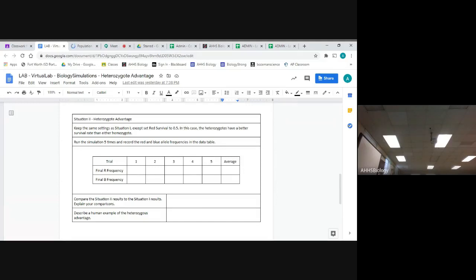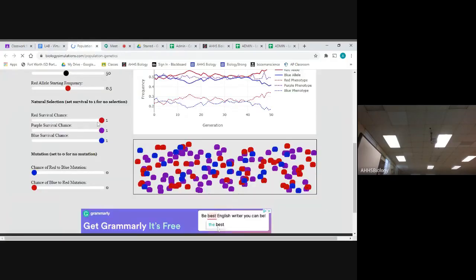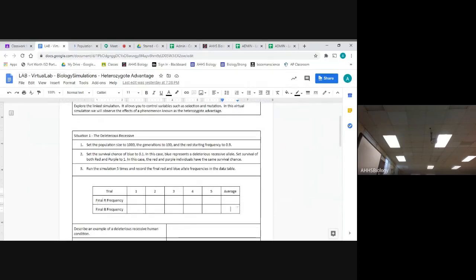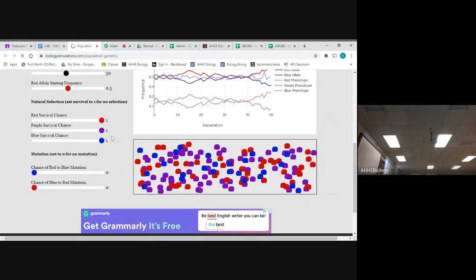And that's going to set red survival to 0.5. Let me see what that would be. Red survival at 0.5. And I think for the beginning one, we set blue survival to 0.1. And so that's what causes it. So for part 1, the deleterious recessive, we set it to that. And for part 2, the heterozygote advantage, we set it to that. And we're just going to see what that does to the numbers.